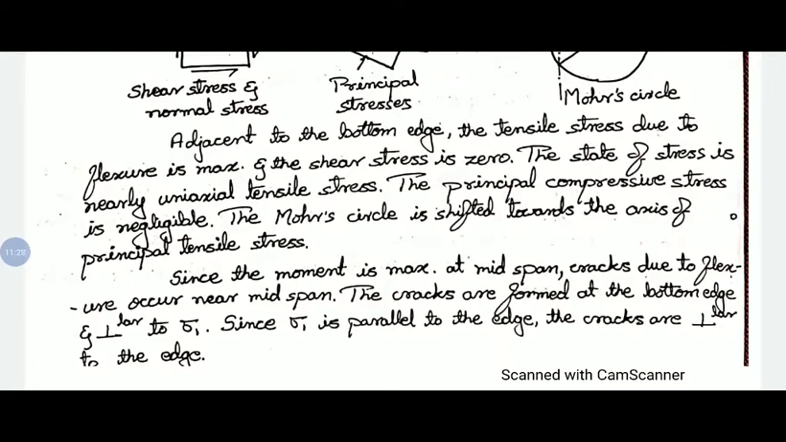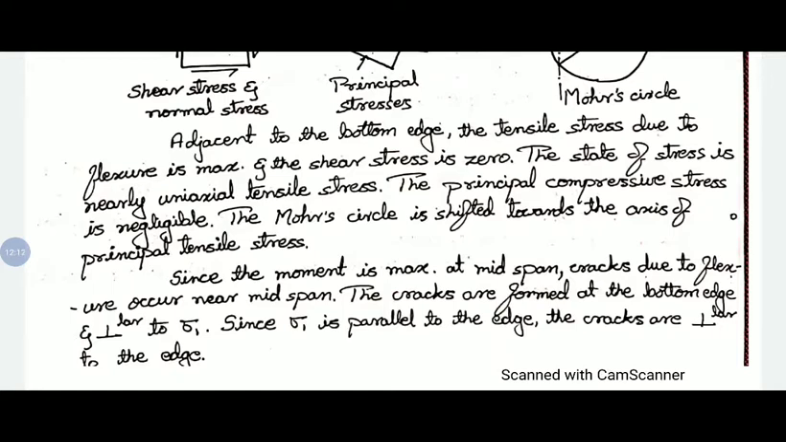Since the moment is maximum at midspan, cracks due to flexure occur near the midspan. If you see the bending moment at midspan, there will be maximum bending. So because of that bending, obviously the cracks will occur at the midspan. The cracks are formed at the bottom edge and perpendicular to sigma 1, same as in the previous case. But since sigma 1 is parallel to the edge, cracks are perpendicular to the edge. Since tensile stresses are along the axis, the cracks will be perpendicular to the axis.